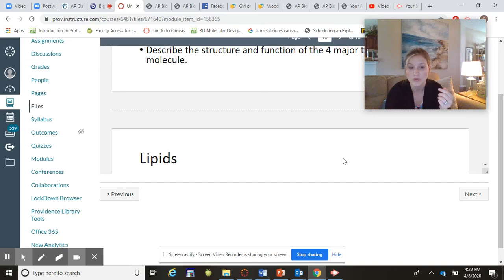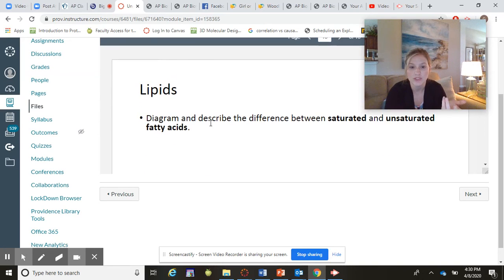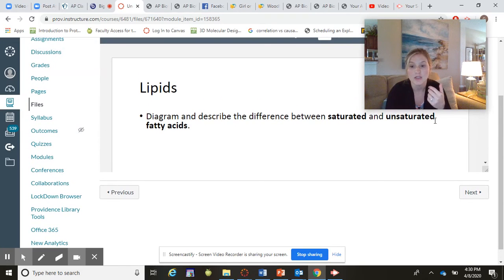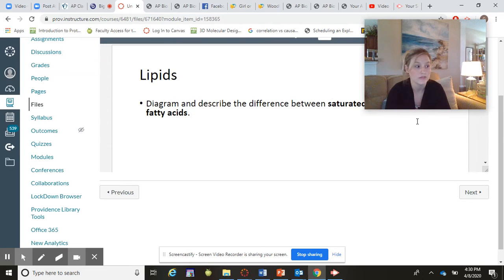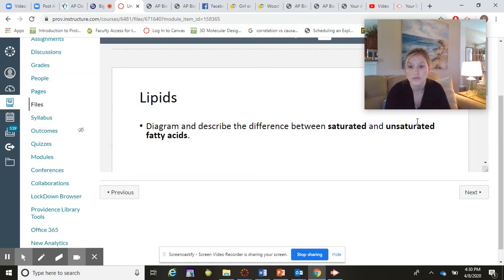So those are important. Oh, so here's the difference between saturated and unsaturated. I got a little ahead of myself, but saturated have single bonds between the carbons and hydrogens in the long chain, and they're solid at room temperature. Unsaturated contain double bonds. They're liquid at room temperature, and again, those are going to cause the membrane to be more solid or more liquid depending on the content.